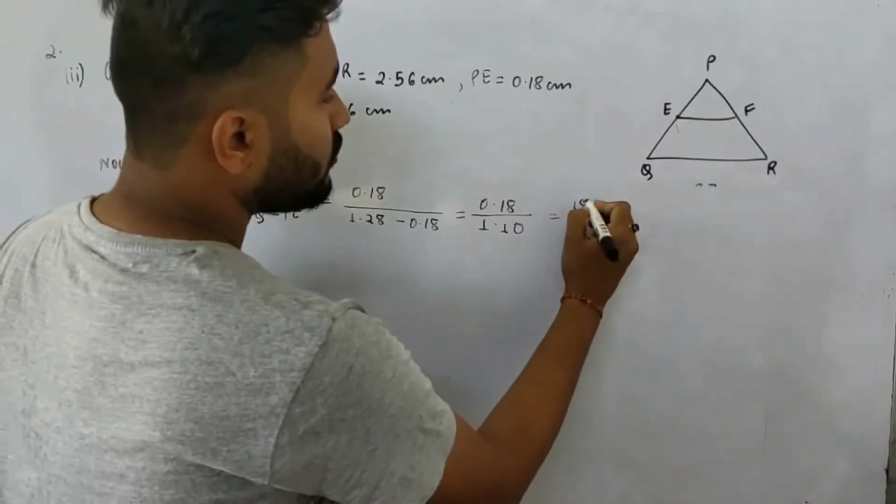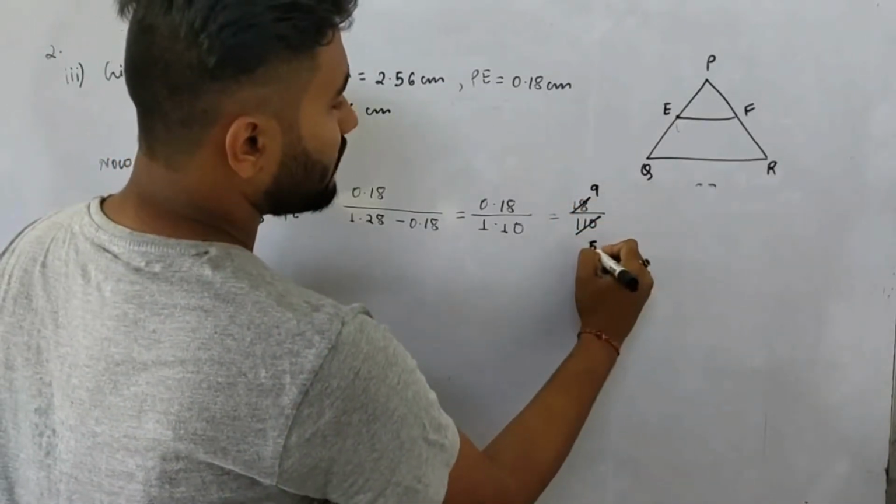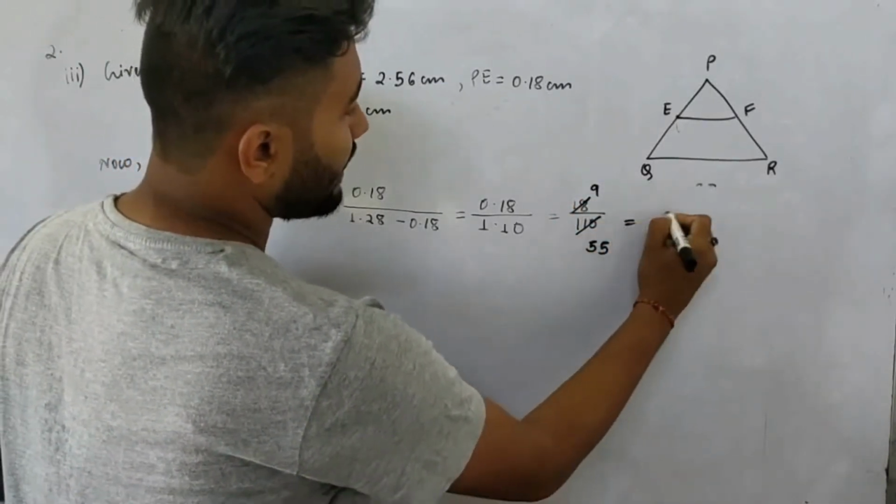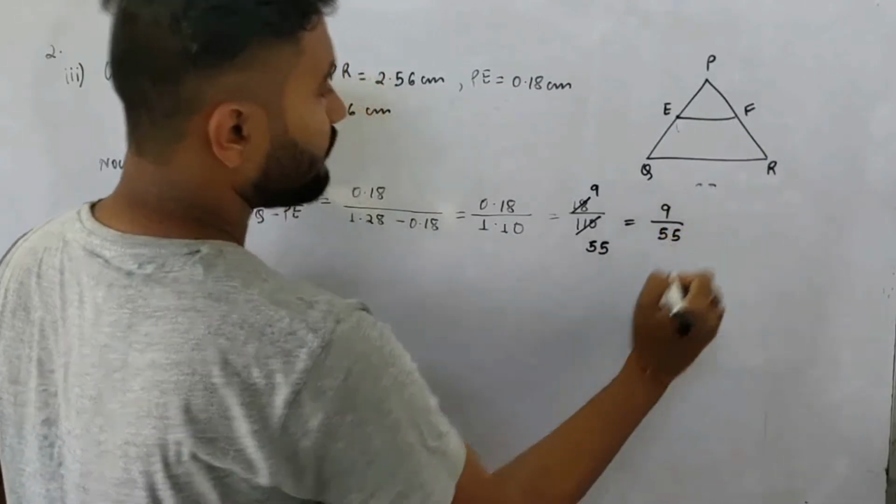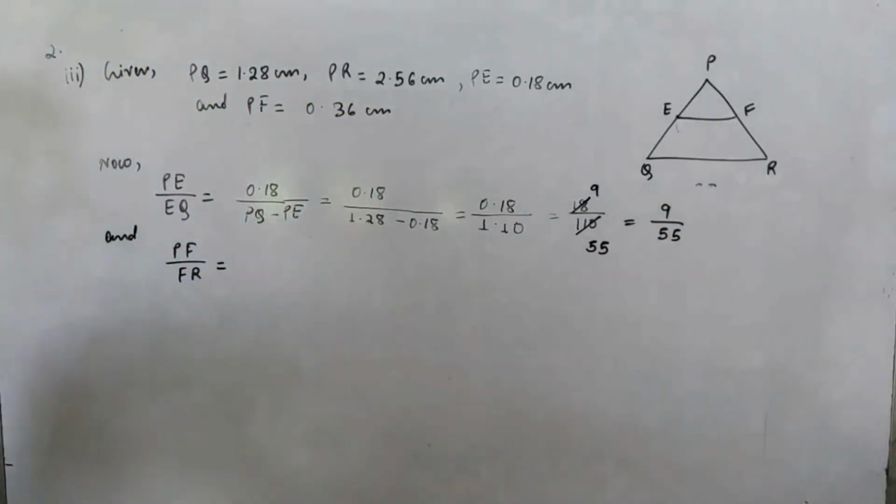Cancel by 2: 2 nines are 18, 2 fives are 10, 11, 2 fives are 10. So what will I get? 9 by 55. Done. Now PF by FR. What is PF by FR?